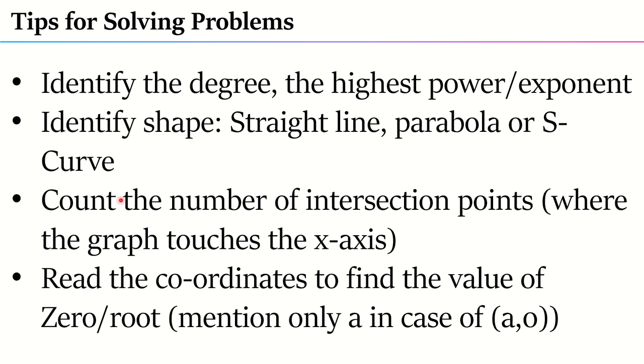And see where the shape or the line cuts the x-axis. That is the point of zero of the polynomial. So count the number of points. It could be intersecting at multiple points in case of a parabola or S curve, and in case of a straight line, it could be maximum 1 point. Read the coordinates where it cuts the x-axis; that is the zero of the polynomial. Not the full coordinates, you need to pick up only the x value to indicate the zero of the polynomial. We will now see a few textbook examples as well as past board problems.